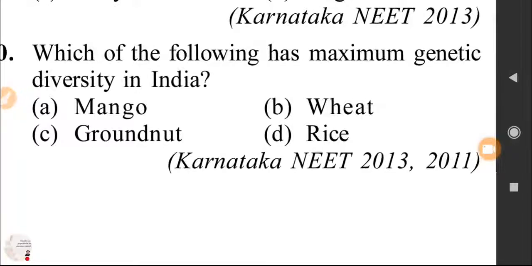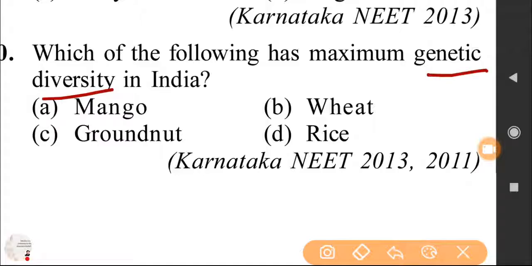Which of the following has maximum genetic diversity? First you have to understand what genetic diversity is. Genetic diversity is the diversity in the numbers and types of genes as well as chromosomes present in different species, and the variation in the genes and their alleles in the same species. The species will remain the same, but the number and types of genes may be different.